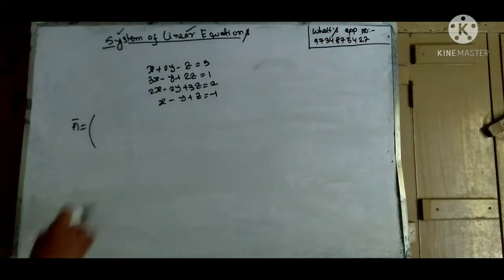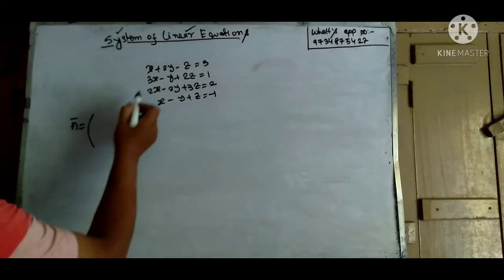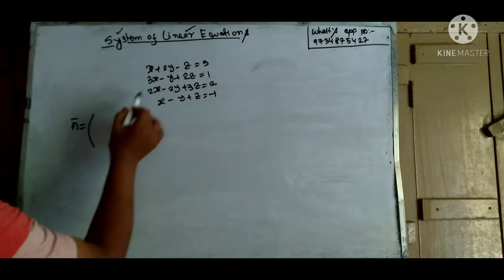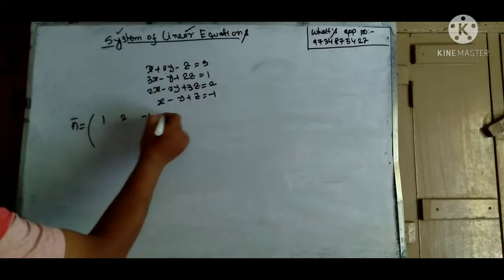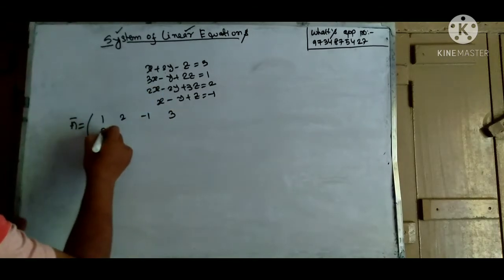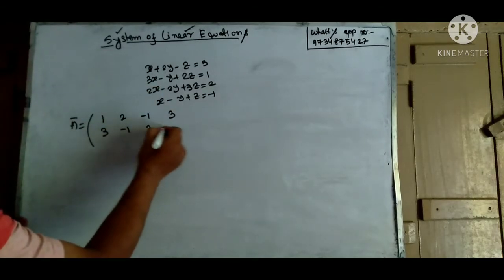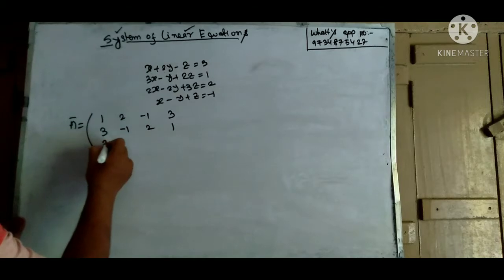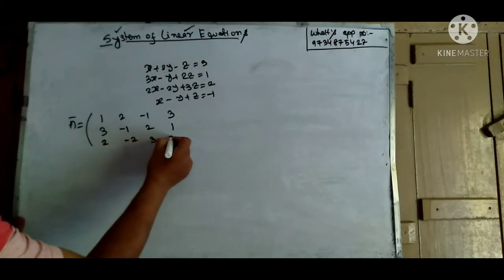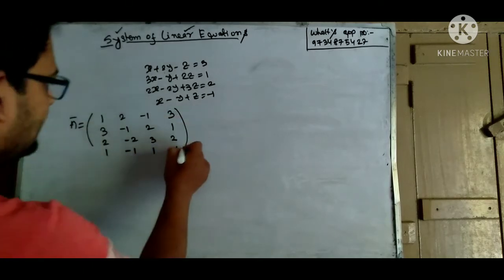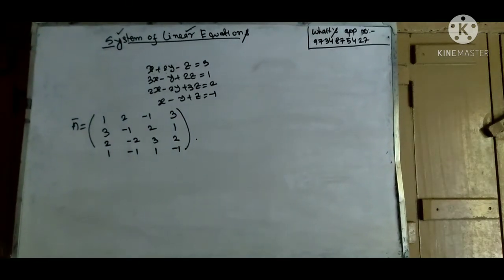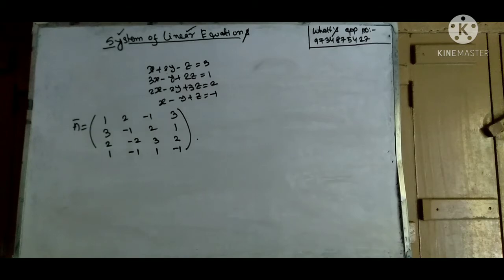So let us come to the main discussion. In the augmented matrix, the first row will be 1, 2, minus 1, 3. Second will be 3, minus 1, 2, 1. Third will be 2, minus 2, 3, 2, and last will be 1, minus 1, 1, minus 1. Clear? This is the augmented matrix of the given system of linear equations.